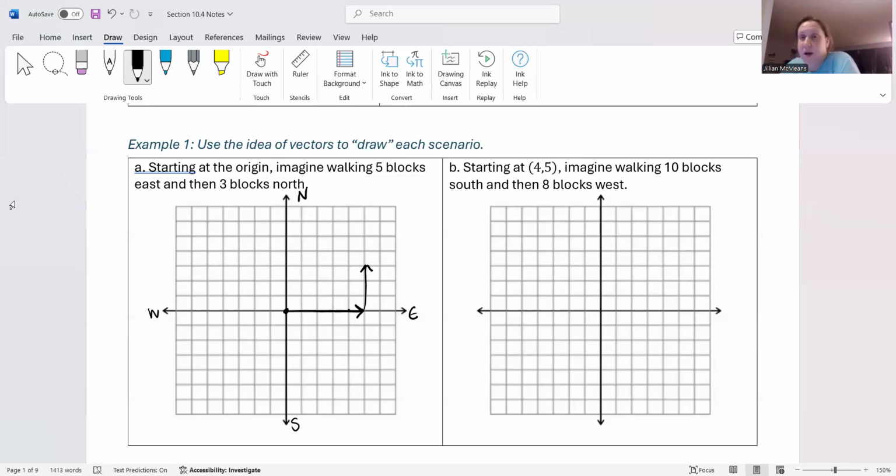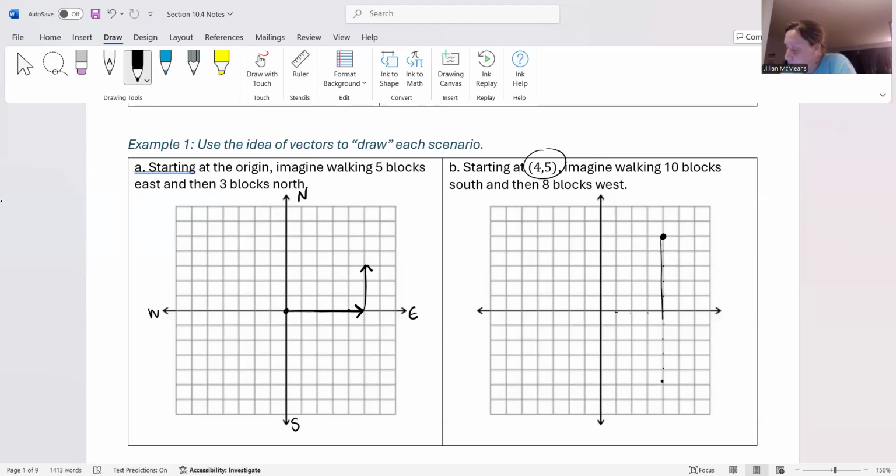Let's say we start at the spot (4, 5). So we're going to start at this just regular old ordered pair. So 1, 2, 3, 4, 1, 2, 3, 4, 5. This is going to be my initial point. This time I'm going to walk south 10 blocks. So 1, 2, 3, 4, 5, 6, 7, 8, 9, 10.